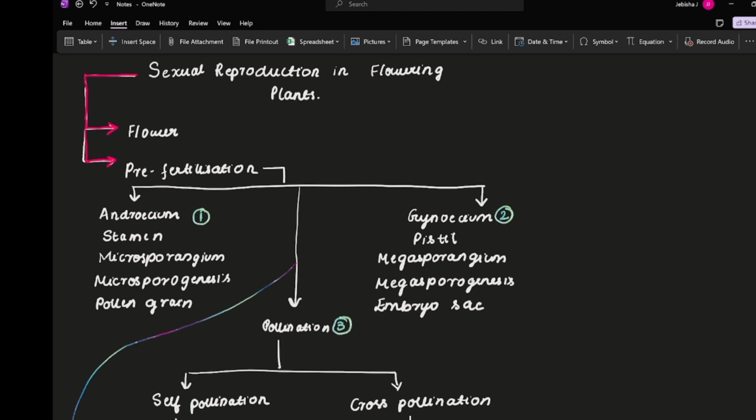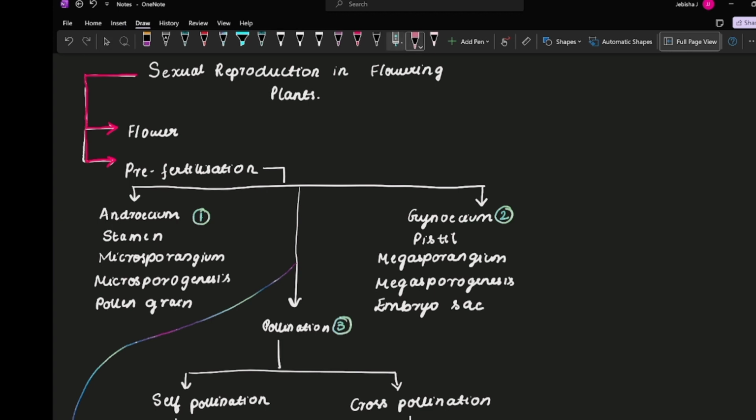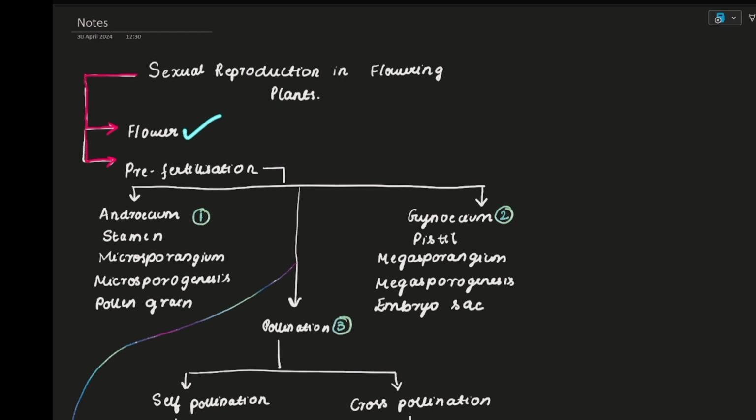Normally, you guys know about the flower. You've learned that last year in morphology and all those chapters. So you know the complete idea of everything. But here you're probably just going to recap that in this flower part. And next we have pre-fertilization. Since we're talking about sexual reproduction in flowers, we'll be learning about what's going to happen before fertilization.